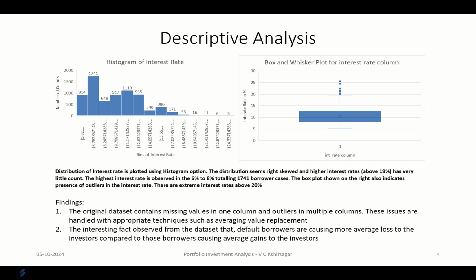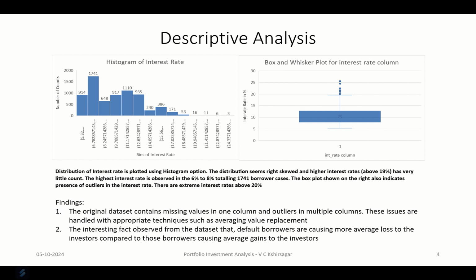In the descriptive analysis, as you see, some missing values are found in one of the columns and multiple outliers are found in multiple columns. These issues are handled by replacing them with the average value of their columns. And one interesting fact we observed from this preliminary inspection is that the default borrowers do cause more average loss to the investors compared to the other borrowers, who tend to cause average gain to the investors.